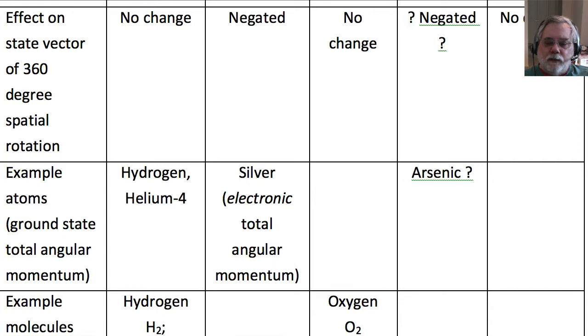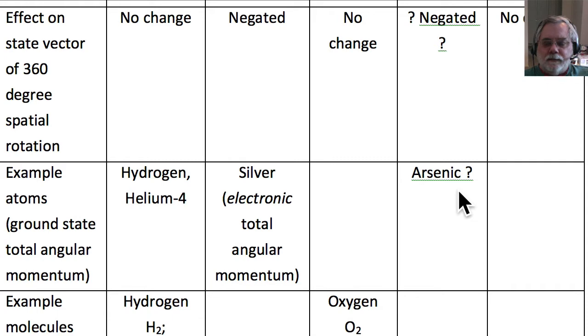Now, we looked at some elementary particles and composite particles that had different spins, but larger systems have spins also. Net spin, total spin. Let's take some example atoms that are in their ground state for total angular momentum. A hydrogen atom, its ground state and total angular momentum, including the nuclear spin, is spin 0. So is a helium-4 atom. Now for silver, the electronic total angular momentum is spin 1/2. That does not include nuclear spin.